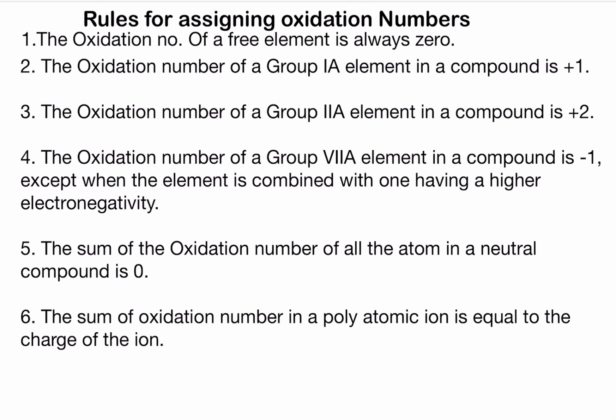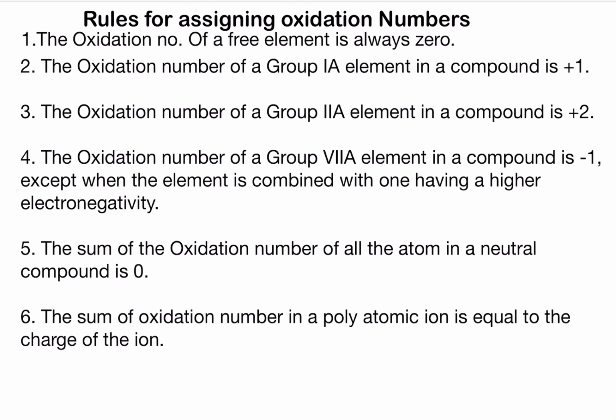The oxidation number of a free element is always 0. The oxidation number of group 1A alkali elements in a compound is +1. The oxidation number of group 2A elements, the alkaline earth metal family, in a compound is +2. The oxidation number of group 7A halogen elements in a compound is -1, except when the element is combined with one having a higher electronegativity. The sum of the oxidation numbers of all the atoms in a neutral compound is 0.